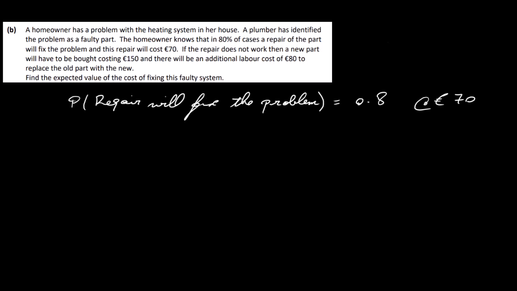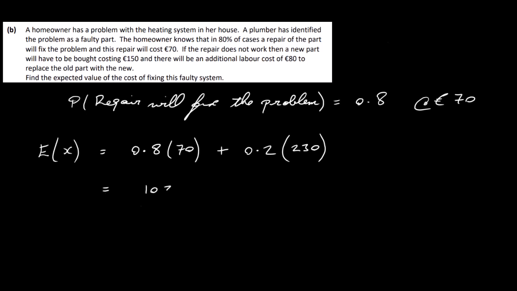So what we're going to look at here is the expected value. The expected value is going to be the probability of it working multiplied by the cost, and then we've got to add the probability of it not working, which is 0.2, by the cost of it not working. Now the cost of it not working is going to be 150 euros plus 80 euros, so that's 230 euros. The expected value here then is just simply going to be 102 euros. And that's it for part B.